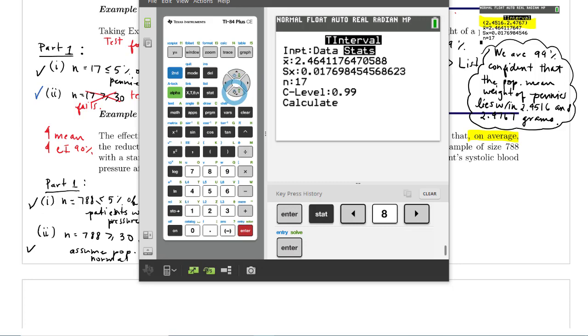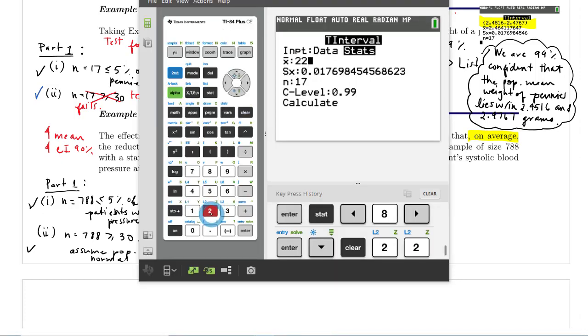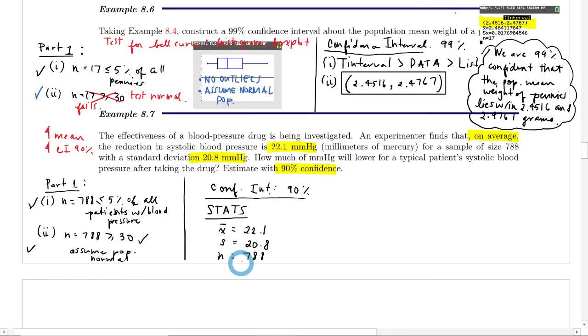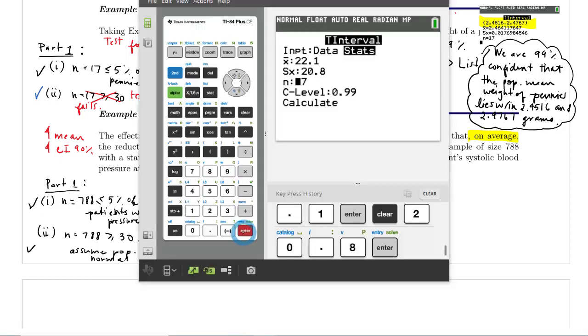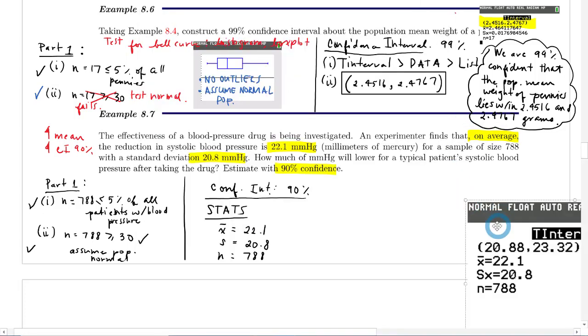The new menu will come up, and we'll clear this out, and we'll put the new sample mean, 22.1. The sample standard deviation, which is 20.8. And the sample size is 788. Recall that the confidence level we wanted was 90%, so make sure you change that to 0.90. And then go ahead and hit calculate. So this gives us 20.88 to 23.32.